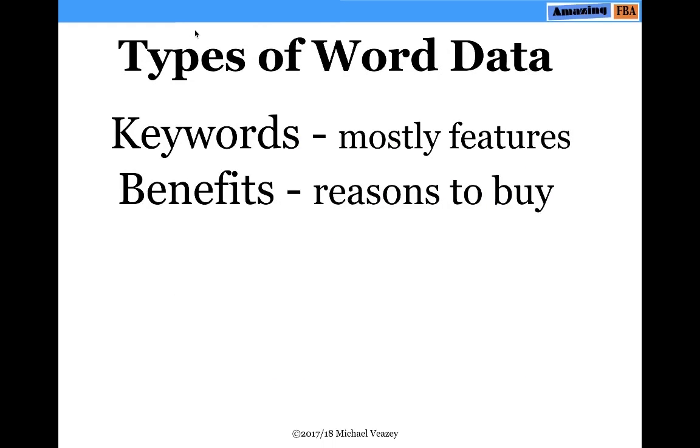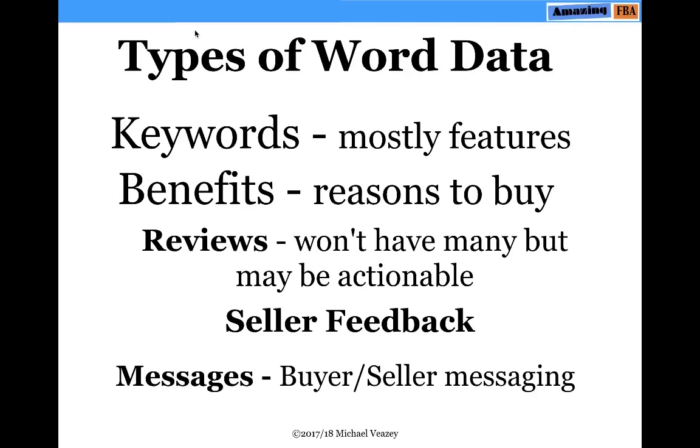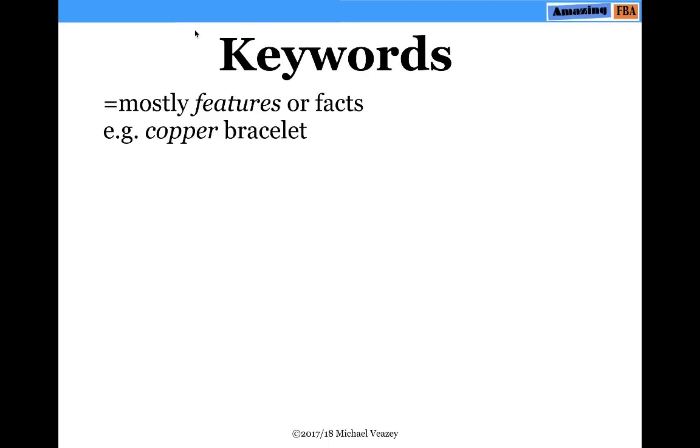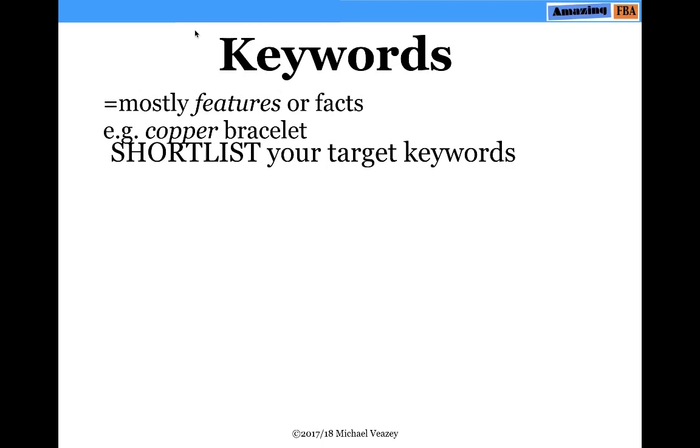The types of keyword data we're looking at are keywords, which are mostly features, and benefits, which are reasons to buy. The other ones, reviews, we won't have many of at this stage, but may be helpful. Seller feedback and messages we'll deal with in the next lesson. Keywords are mostly features or facts, so they're not that exciting. For example, copper bracelet is a feature of a bracelet: what's it made of? Or a fact: what is it? It's a copper bracelet.